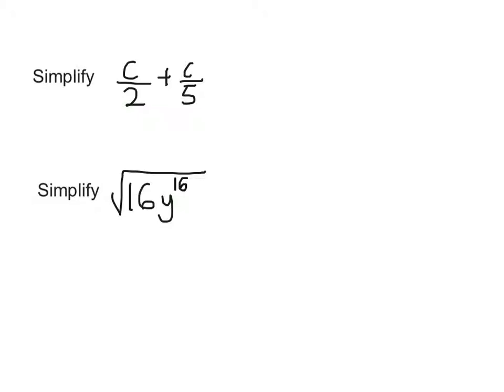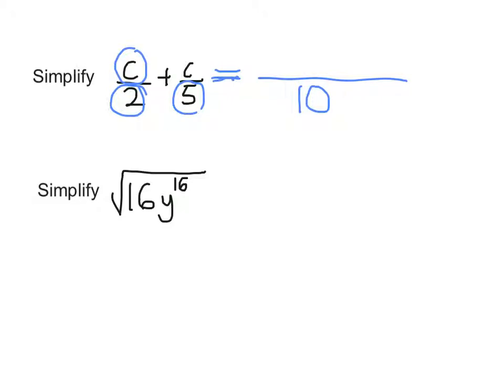Okay, simplify c over 2 plus c over 5. Now, quite a few of you need to do some fractions revision. When we add fractions with different denominators, we need to make the denominators the same. So in this case, the common denominator needs to be a multiple of 2 and 5. The lowest common multiple of 2 and 5 is 10.